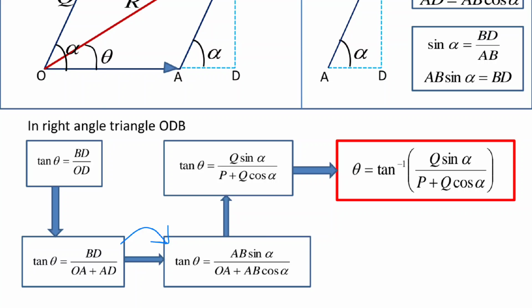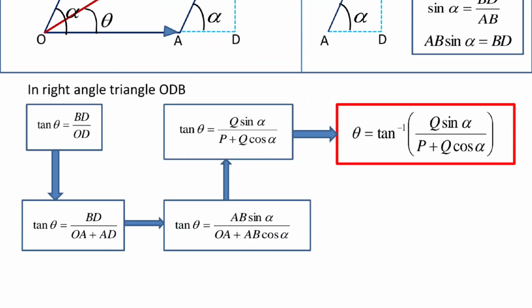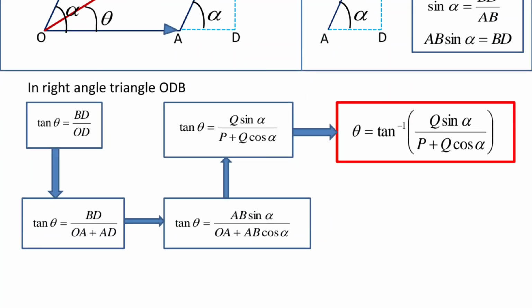Now, in place of OA we can write P, and in place of AB we can write Q. Therefore, the equation becomes tan theta is equal to Q sin alpha upon P plus Q cos alpha. Now, from this we can write theta is equal to tan inverse of Q sin alpha upon P plus Q cos alpha. This gives the direction of the resultant force. Now, by this we get magnitude and direction both of resultant force.